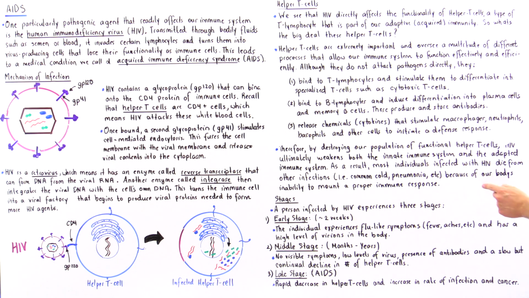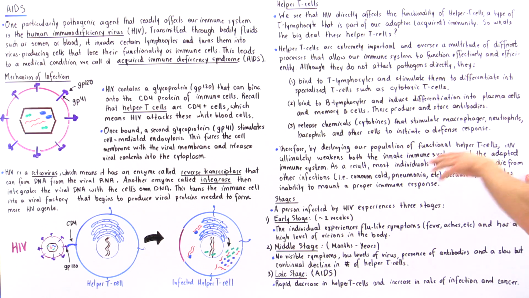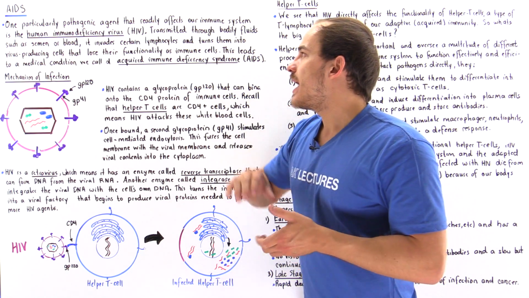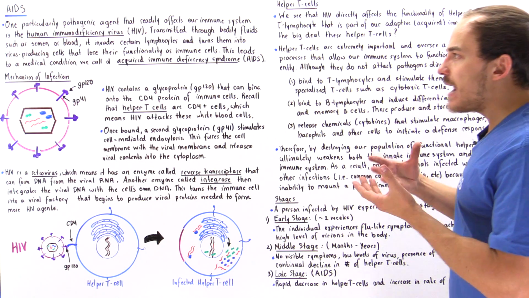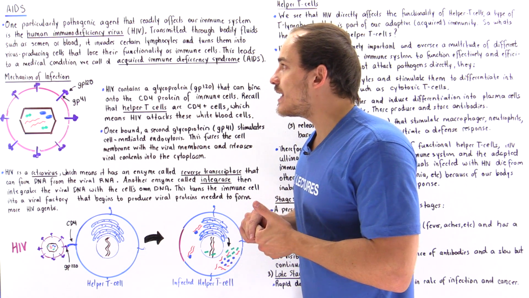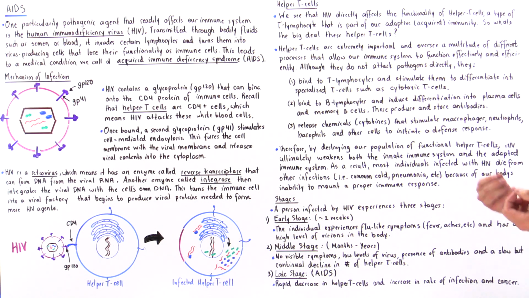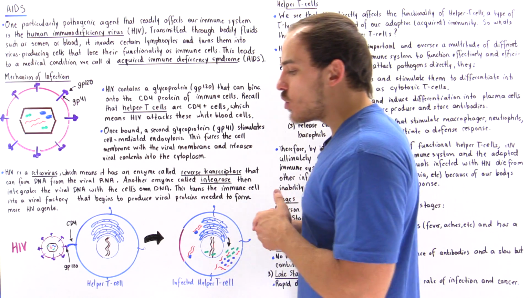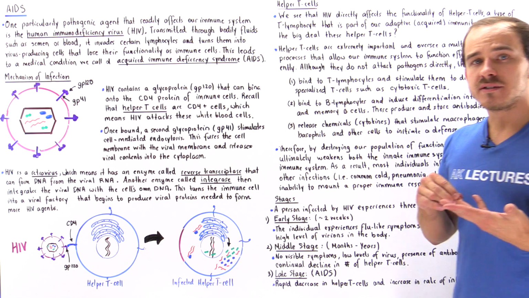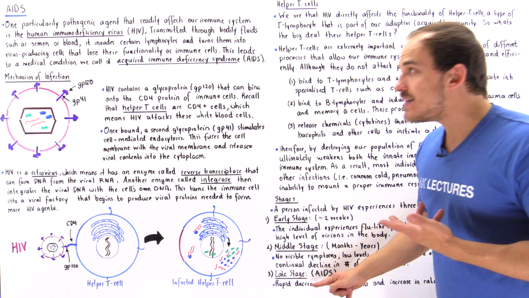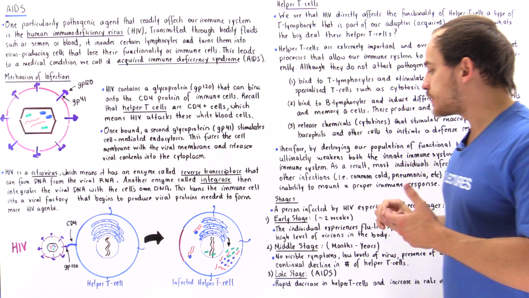So we die because of our body's inability to mount a proper immune response as a result of the acquired immune deficiency syndrome, or AIDS. Now, the final thing I'd like to briefly discuss is the stages that the person goes through when they are infected with HIV. So there are 3 stages. We have the early stage, we have the middle stage, and we also have the late stage, which is the stage when the person is said to have AIDS.